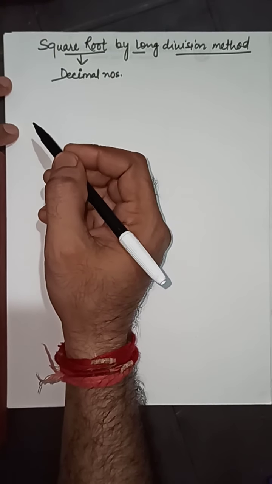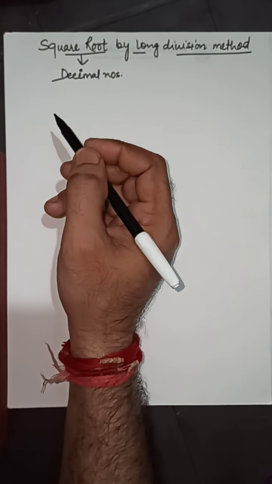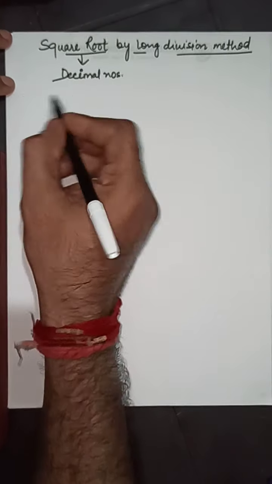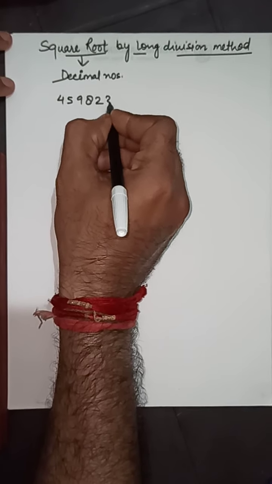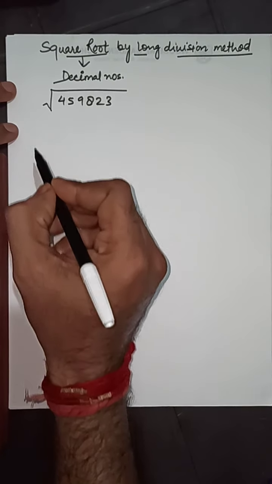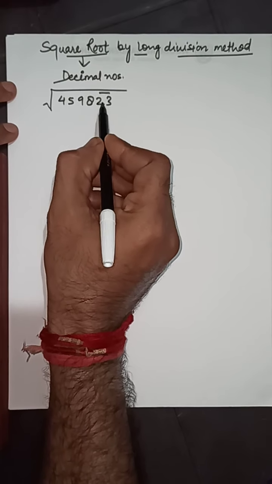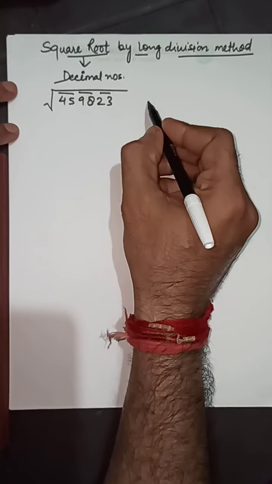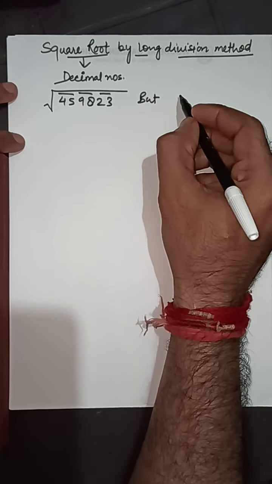So first of all, whenever a decimal number is given, we have to make the pairs. If we have a whole number, supposedly 459823, and we have to find the square root of this number, then we make the pairs starting from the unit digit: 23, then 98, then 45, like this.